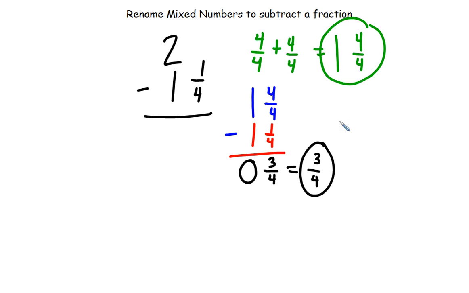Okay, boys and girls, I've taught you now how to rename mixed numbers to subtract fractions using several methods. Good luck.